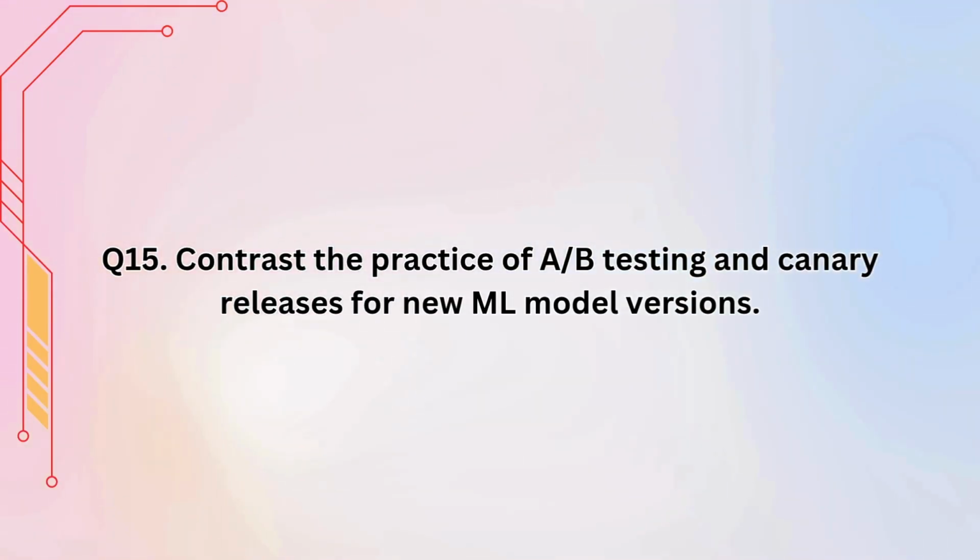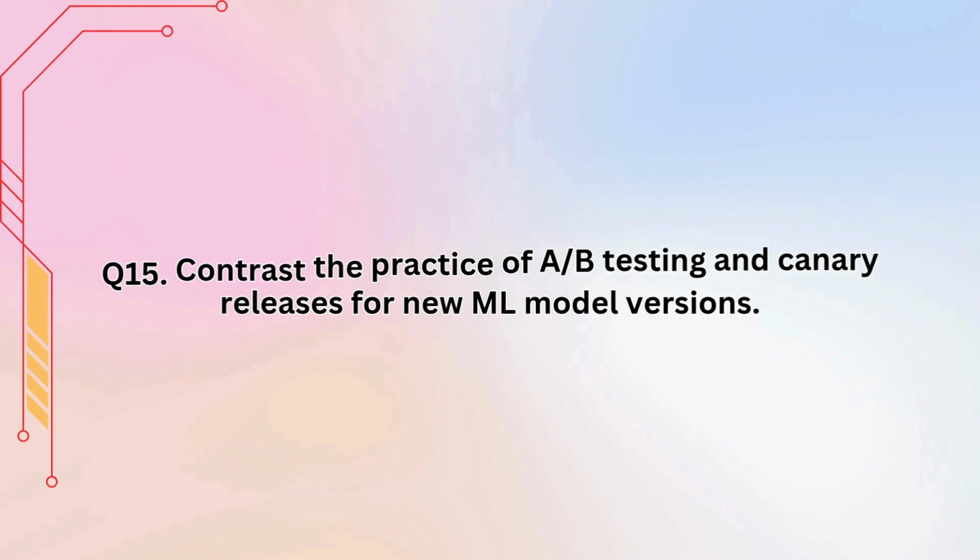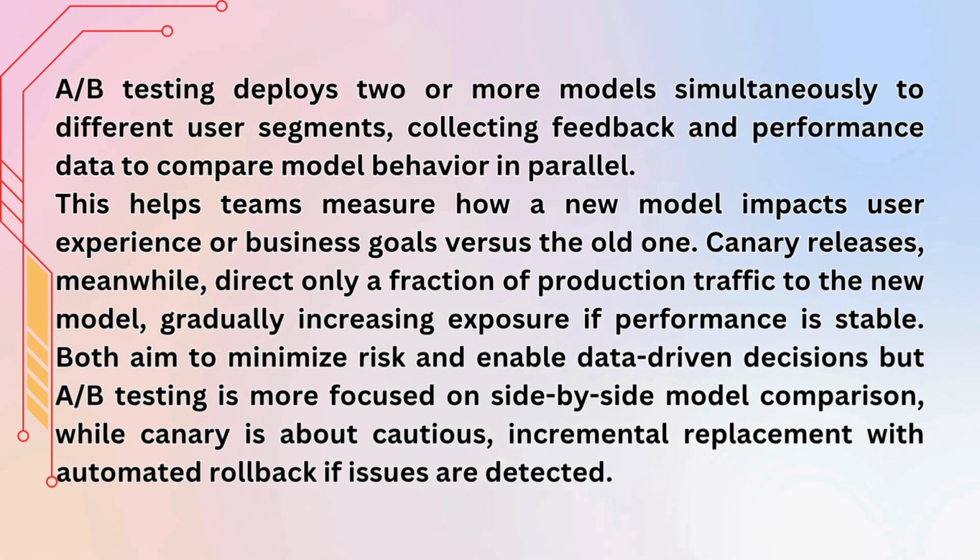Contrast the practice of A/B testing and canary releases for new ML model versions. A/B testing deploys two or more models simultaneously to different user segments, collecting feedback and performance data to compare model behavior in parallel. This helps teams measure how a new model impacts user experience or business goals versus the old one. Canary releases, meanwhile, direct only a fraction of production traffic to the new model, gradually increasing exposure if performance is stable. Both aim to minimize risk and enable data-driven decisions, but A/B testing is more focused on side-by-side model comparison, while canary is about cautious, incremental replacement with automated rollback if issues are detected.